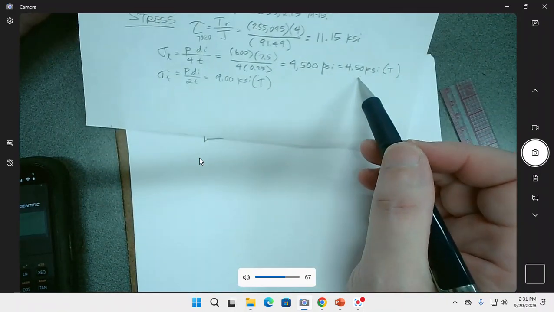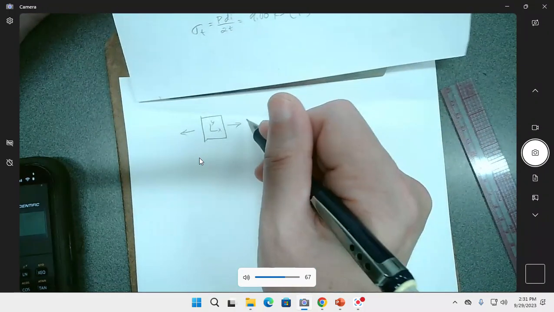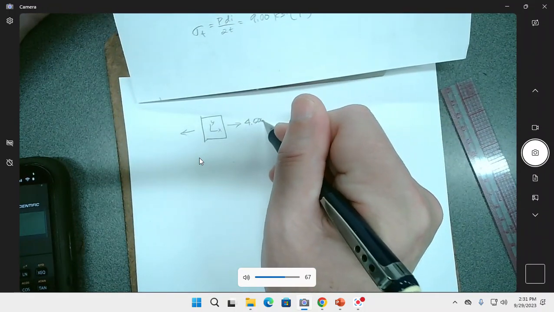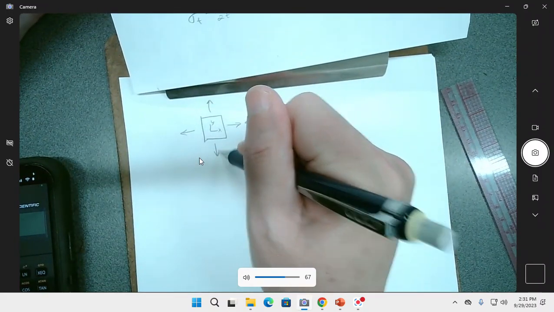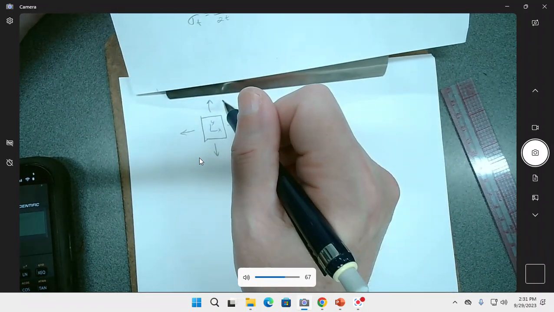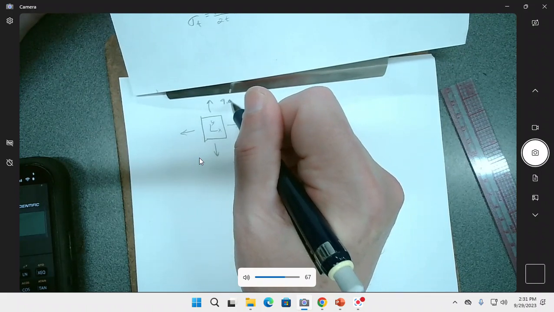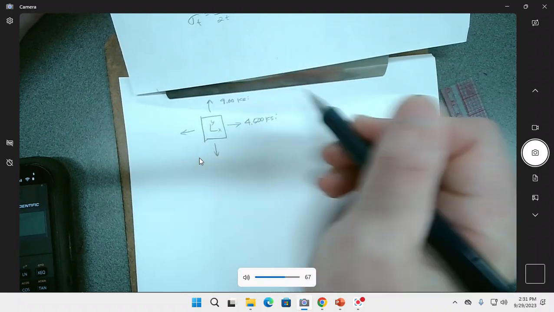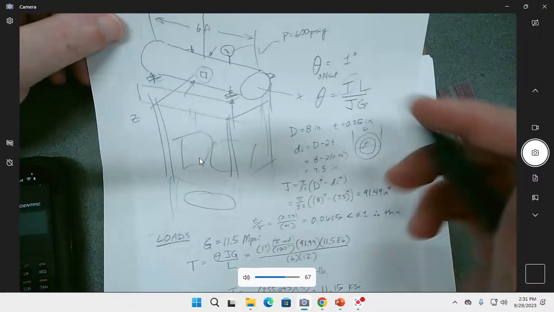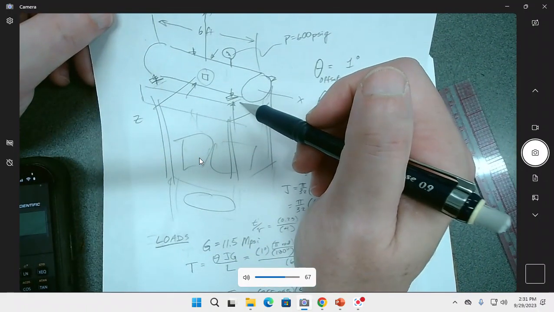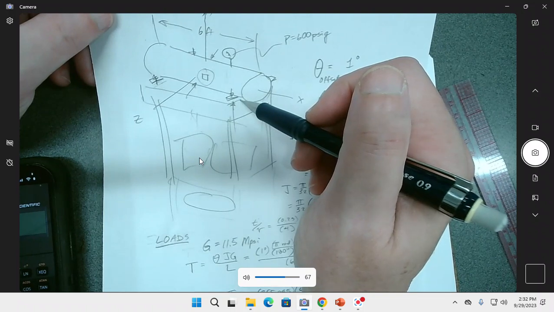And so this is going to be 4.5. And then this is going to be 9. And then this, okay, so that's actually an interesting thing. I'm not going to ask this, but it's sort of like an interesting thing. Which way would this go?